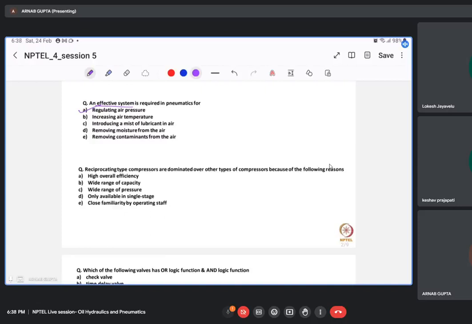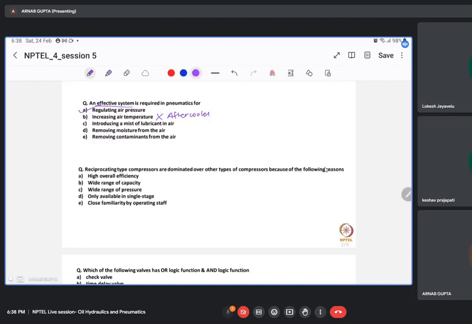Next, increasing the air temperature. No, this is not one of the desired outcomes. Rather, it happens due to the increase in air pressure after compressing it, and we actually need to cool it down by using an after cooler. So, this is not a correct option.